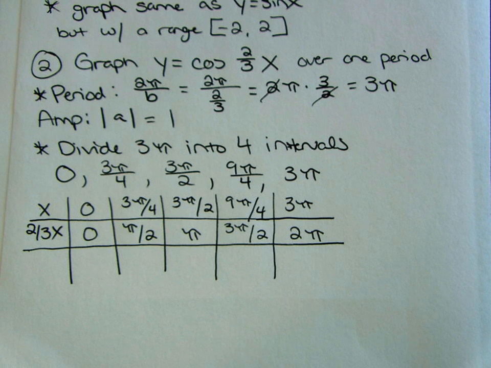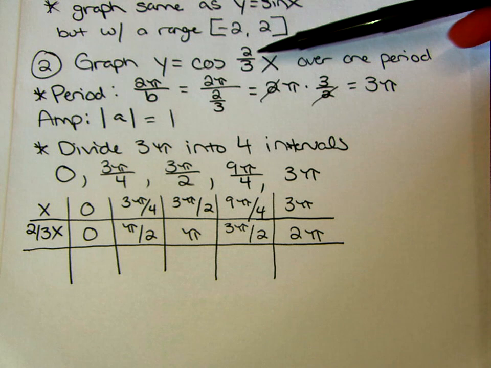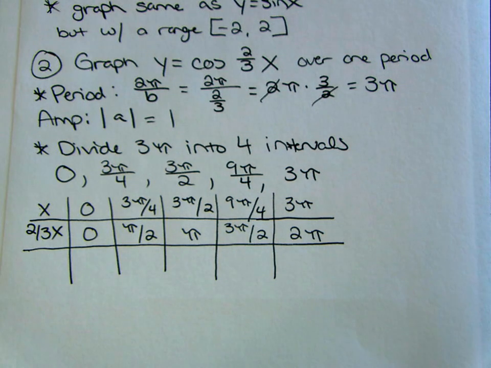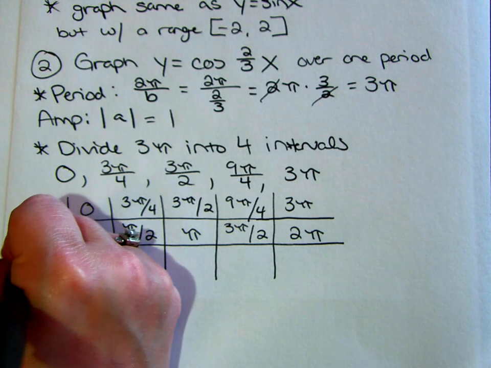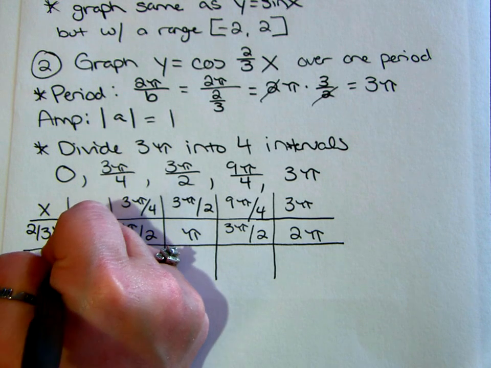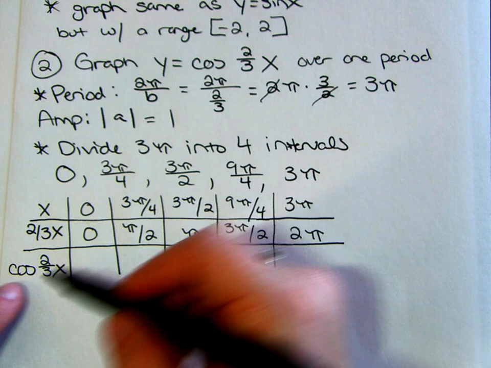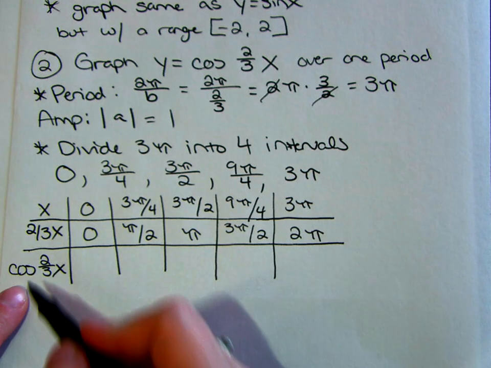So the top row is just our inputs. That's the different intervals that we're cutting our graph into. The next row takes into account that we have 2/3 times x inside of our function. The last one is where we're actually going to compute the cosine of the 2/3 x. And the reason why I like the table so much is I'm not trying to find, well, 2/3 times this and then find the cosine of it. All I need to think about is what's the cosine of 0. And that's what's going to go in this spot.